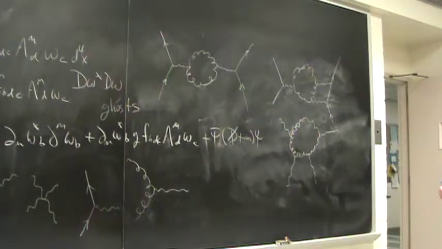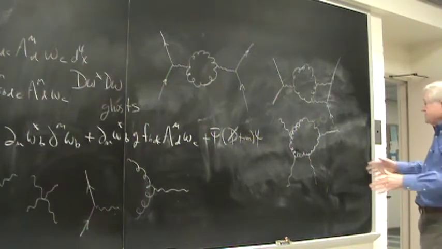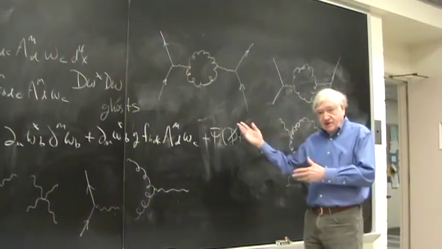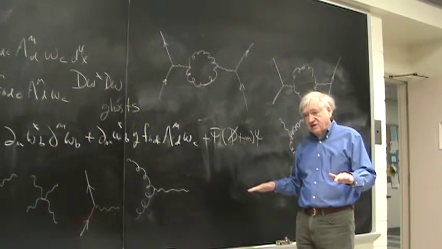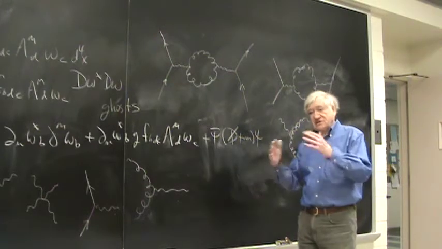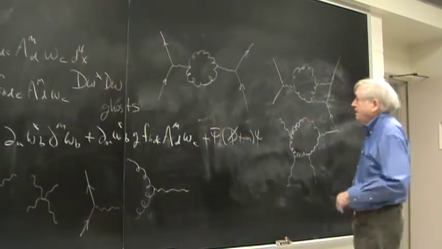All right, so what's the bottom line? The bottom line then is that to do perturbation theory in a non-abelian gauge theory, you have to have these ghosts. The ghosts, you can see, only come in higher order diagrams, because they can't be initial or final state particles. So at the lowest order, you don't need them. At the higher order, you do need them.